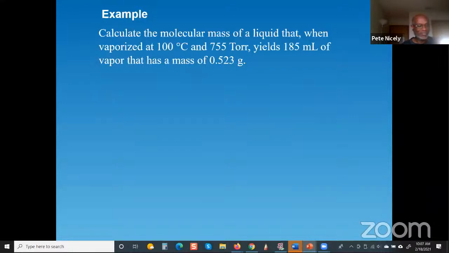So let's look at this question, and this time I'm going to turn it over to you guys. This question gives you some information about a liquid that is vaporized, so basically it becomes a gas. It gives you the temperature, 100 degrees Celsius, the pressure, 755 torr, the volume, 185 mL, and the mass, which is 0.523 grams. Based on what we have done in the previous example, what would be your very first step in solving this problem?